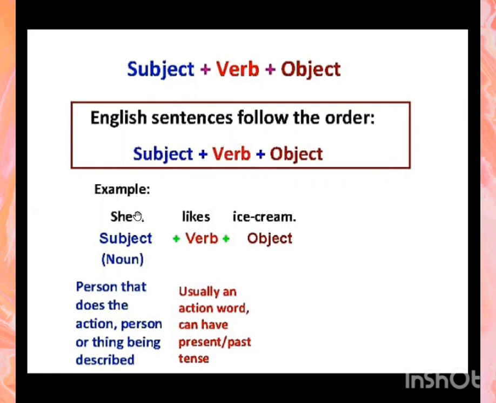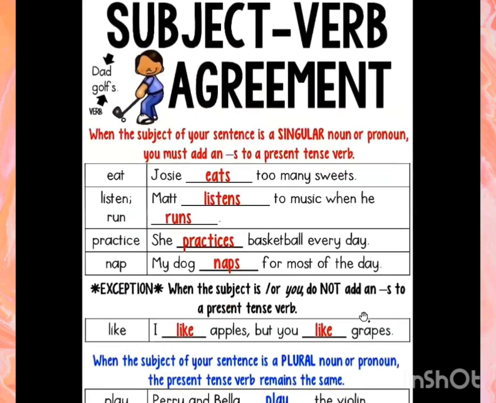So the examples are: she. She here is the subject, which is a pronoun. Likes is the verb in the first form. You can write V1 because we have used the word like and we have added S along with it. Object here is the ice cream. Now the person that does the action, person or thing being described, usually an action word can have present or past tense. So this is the explanation of the slide.